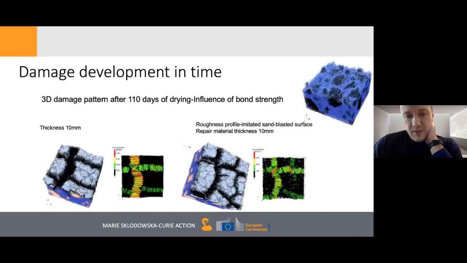So if we look into the bond strength, because of course when you cast the repair material, you need to have a certain bond between the repair material and the concrete substrate. Sometimes this bond is very strong, sometimes it is not, and depending on this, we will have different results. So we have a repair material here simulated of 10 millimeters. We will have cracks going at 90 degrees.